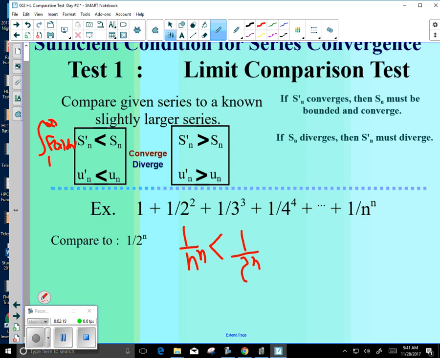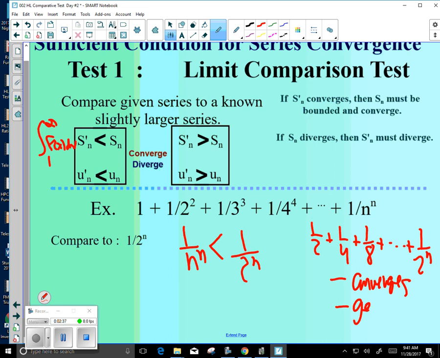So do you know if 1 over 2 to the n converges or not? 1/2 plus 1/4 plus 1/8, does that converge? Oh yeah, this one converges. Why? It's geometric, right? So if this one converges, then this one will have to converge too. That's what we did before. That fits that paradigm pretty well.